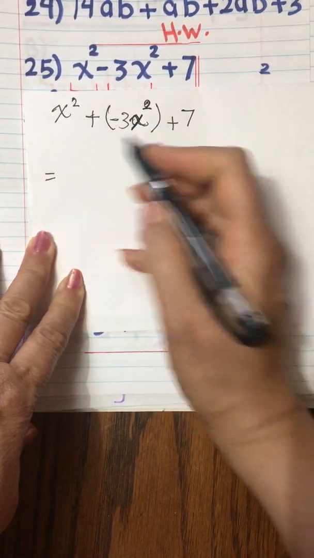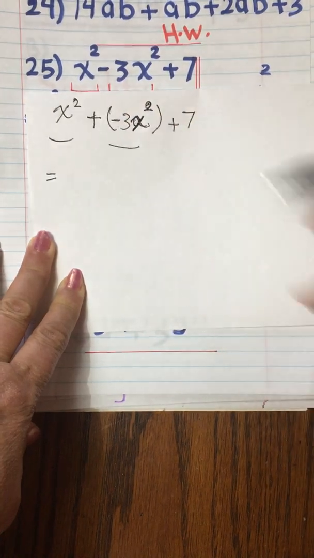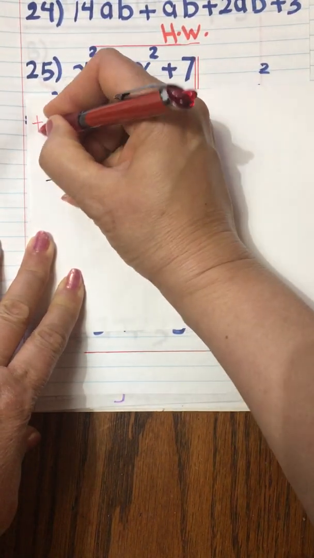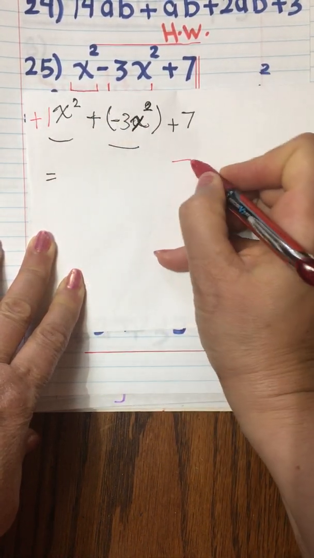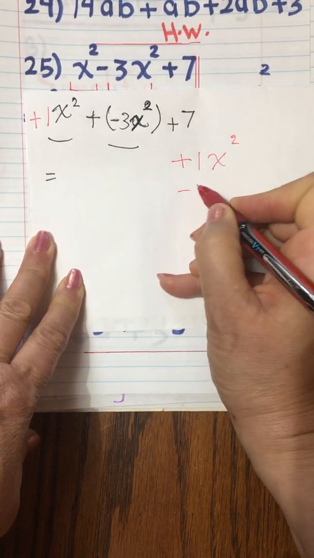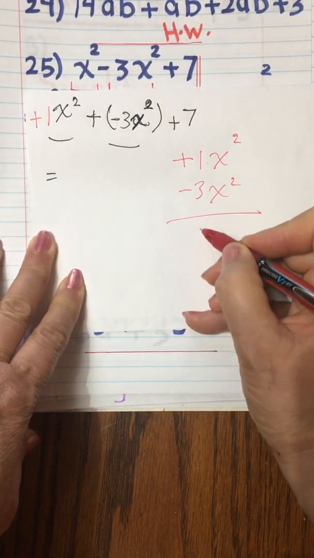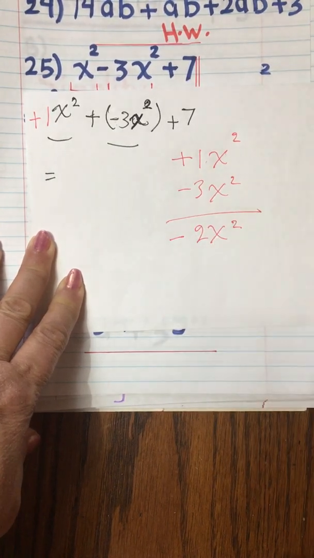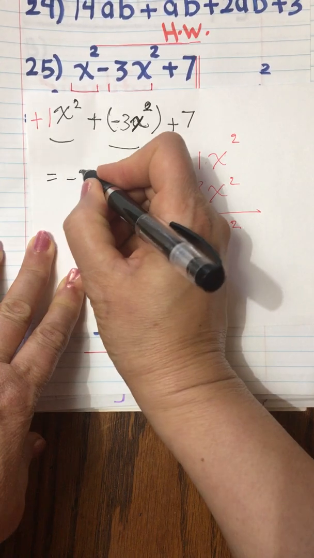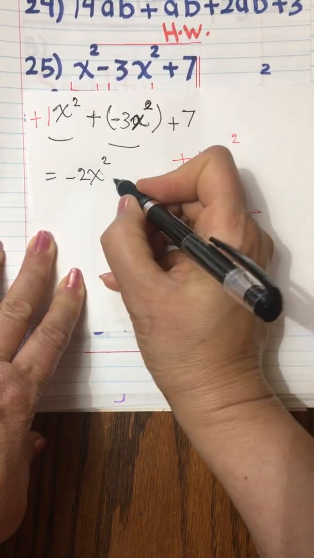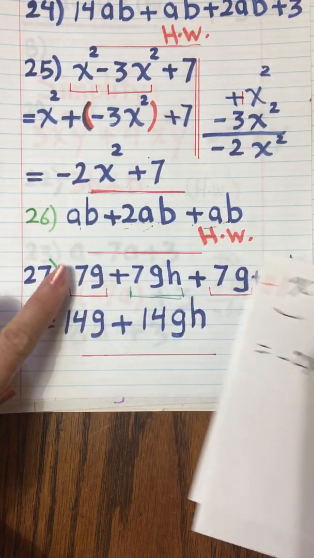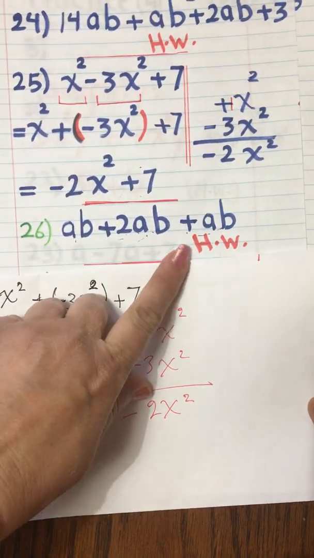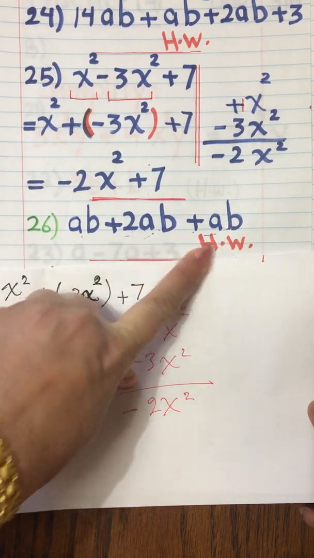Equals. So these two terms are alike. So I know I have positive 1 right here. So different signs, positive 1 x squared, negative 3x squared, subtract 2x squared, and keep the sign for the large number. So the answer is negative 2x squared. And plus 7, just write it down. 26 is your homework. AB plus 2AB plus AB. This is your homework, guys.